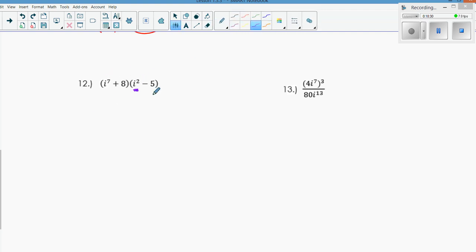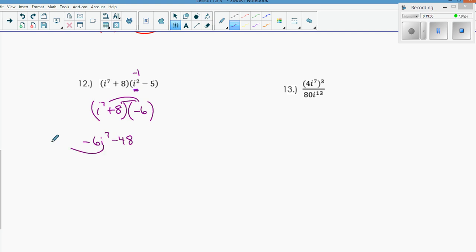This right here is i squared. That came up yesterday in yesterday's books as well. If this is i squared, it's going to be a lot easier just to remember that that's negative 1, which means that I actually have i to the 7th plus 8. And in this set of parentheses, I have negative 1 minus 5, which is negative 6. Much easier to distribute this. So negative 6 times i to the 7th is negative 6i to the 7th. Negative 6 times 8 is minus 48.